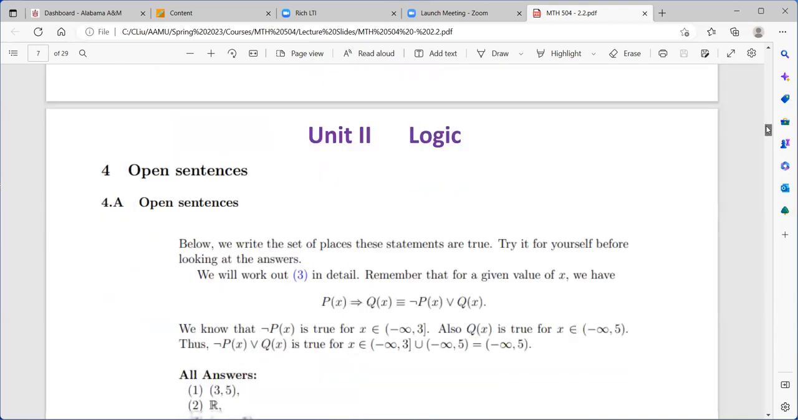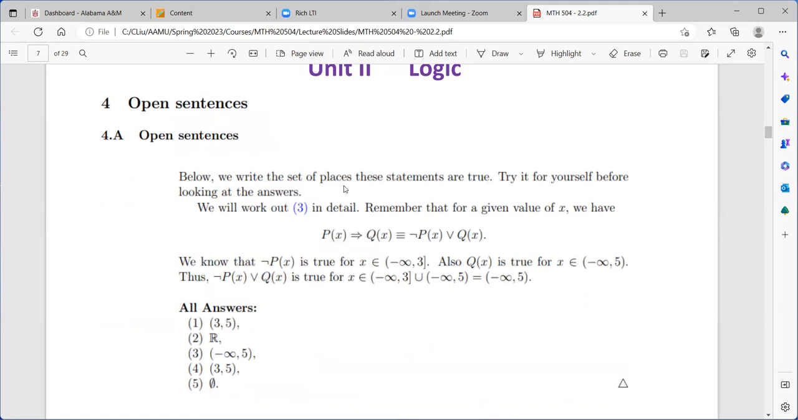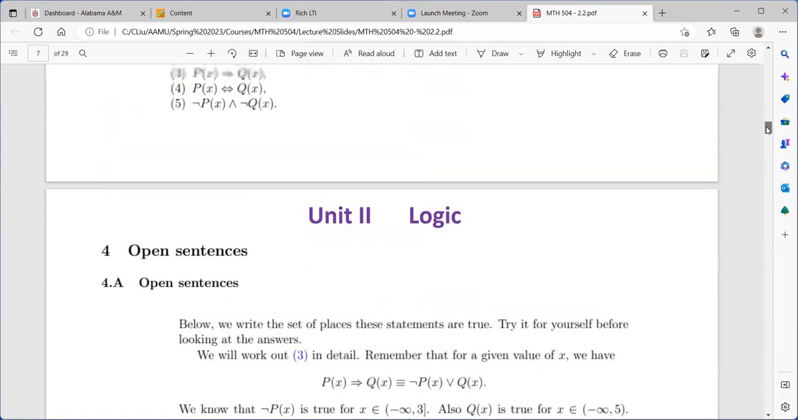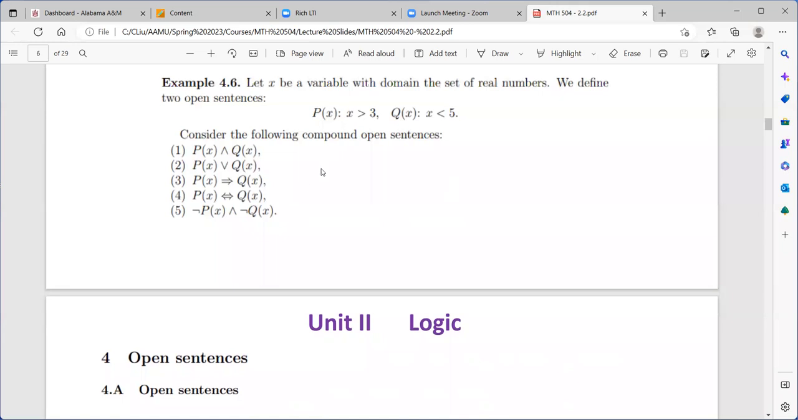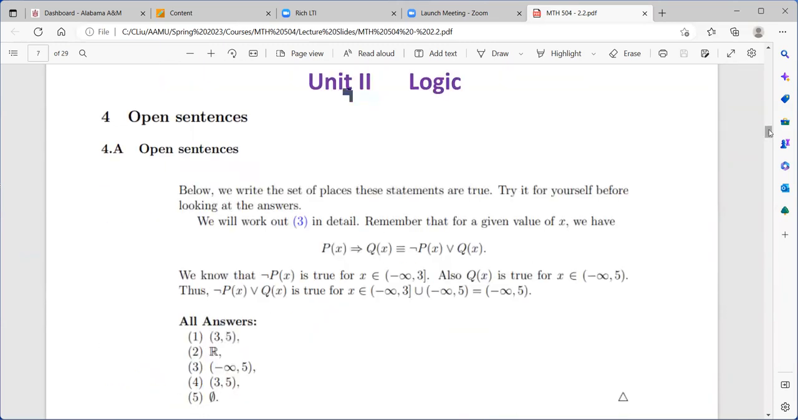Now we want to write the set of places where these statements are true. What values of x? Here x is a real number, so we want to know what values of x make the statements true. Of course, when you specify the value of x, it becomes a statement, not an open sentence anymore. All right. So that's what it means here.